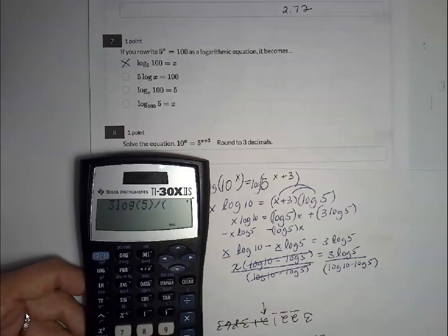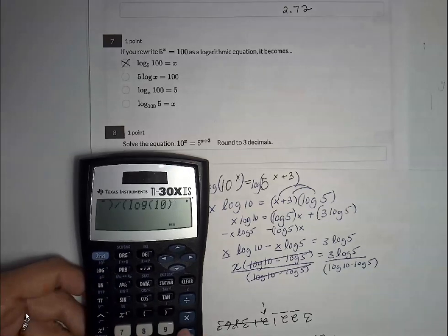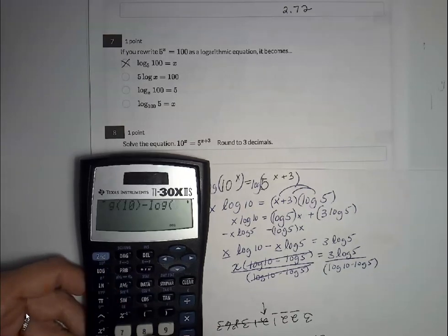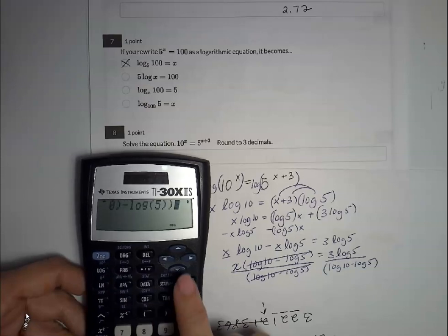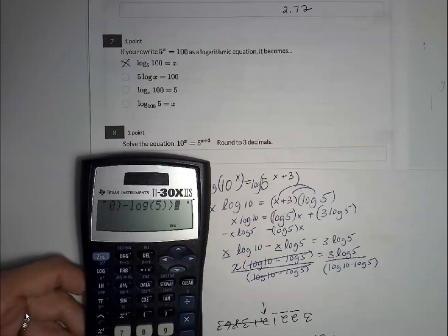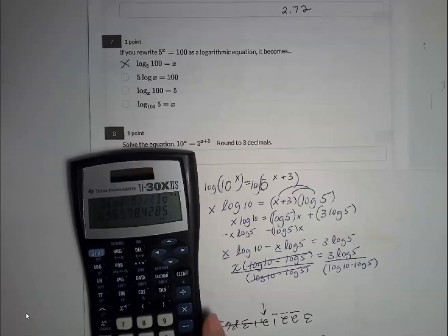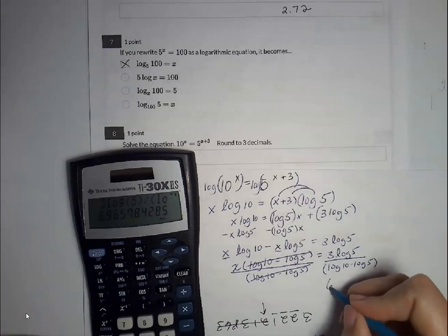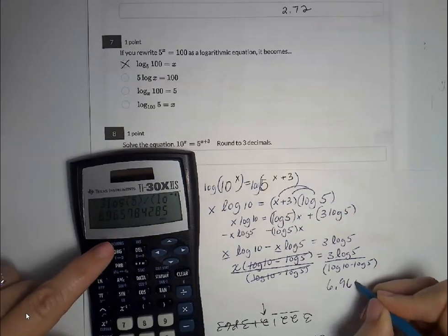So I put a parentheses, log of 10 minus, and then do it again, log of 5. Notice I have to do another parentheses to close that. Okay, I'm going to hit enter. And I get 6.96578 and so on. It says to round to 3 decimals. So this is what my calculator shows.